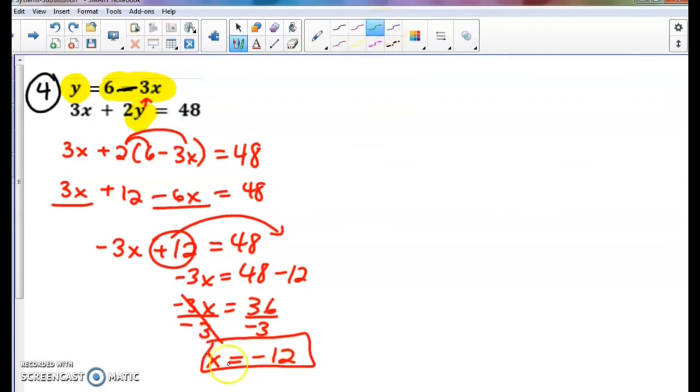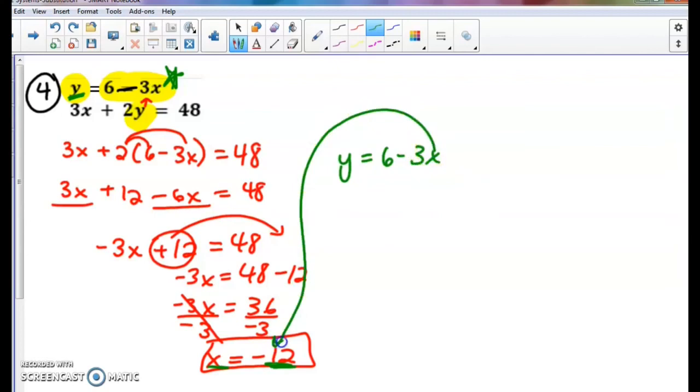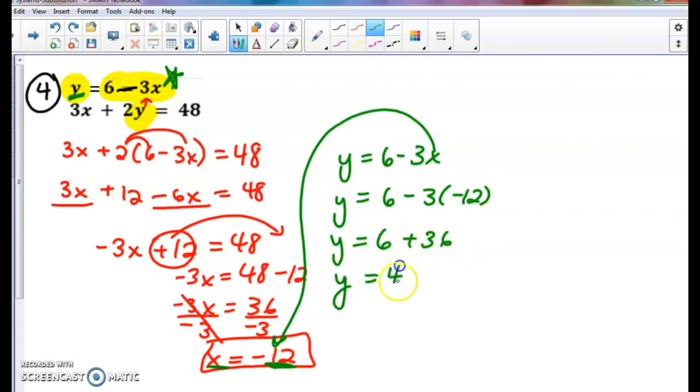Now to solve for y, we're just going to replace x with negative 12 into one of the original equations. This one right here is easiest because once again y is already by itself. So we say y equals 6 minus 3x. And we're going to replace this x with a negative 12. So y equals 6 minus 3 times negative 12. Always use that sign in front, so that's actually a negative 3. So negative 3 times negative 12 makes a positive 36. 6 plus 36 is 42. So we got y is 42.